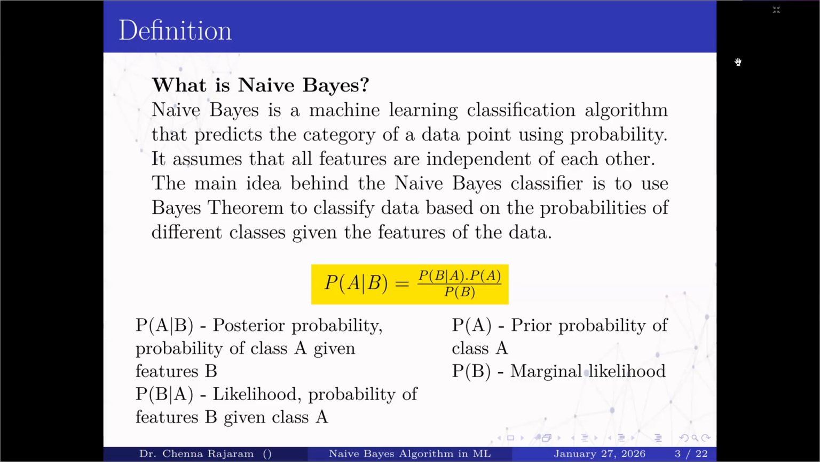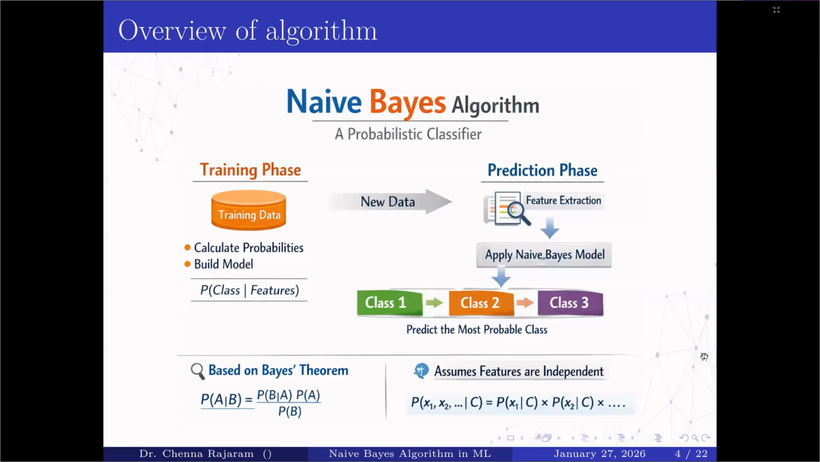The main equation to be used for the Naive Bayes algorithm is P of A given B is equal to P of B given A multiplied with P of A divided by P of B. P of A given B is the posterior probability. P of B given A is the likelihood, and P of A is the prior probability of class A. P of B is the marginal likelihood. A schematic diagram of the Naive Bayes algorithm is shown here during the training phase and the prediction phase.